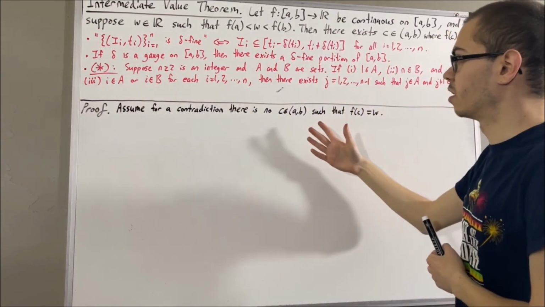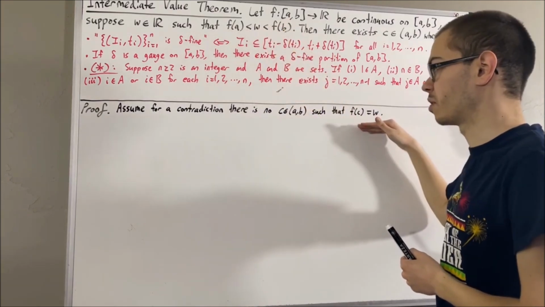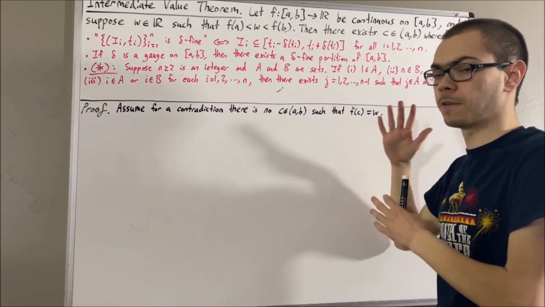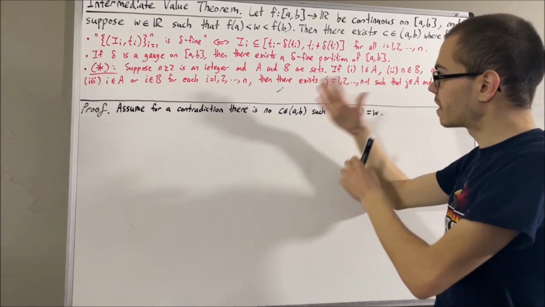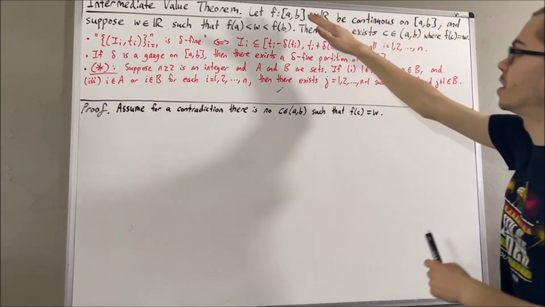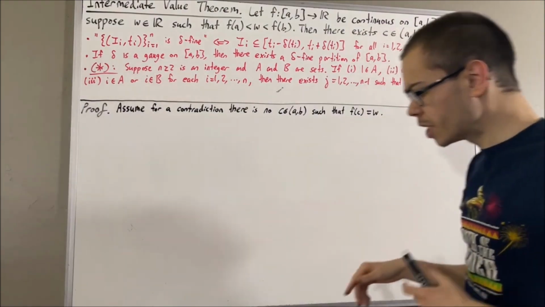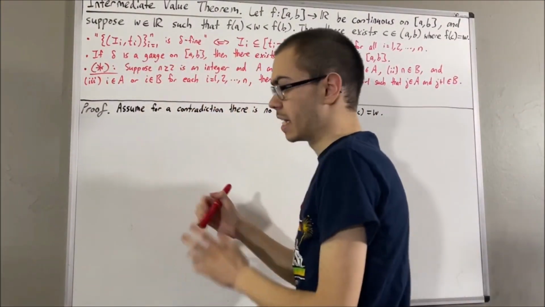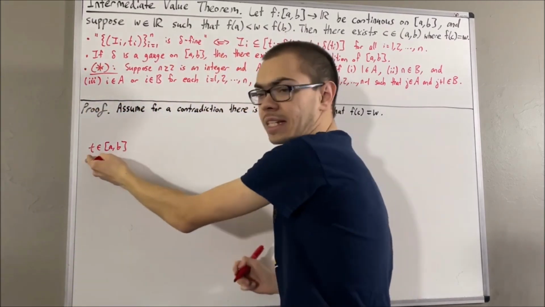Well, in that case, we know that f of a and f of b aren't equal to w. So this further tells us no output value of the function f is equal to w. Now, since f is continuous on [a, b], this means that f is continuous at every point in [a, b]. So if we consider an arbitrary point t in [a, b], well then we know that f is continuous at t.